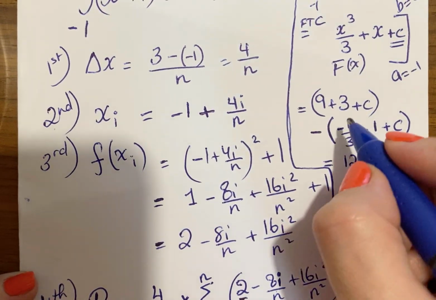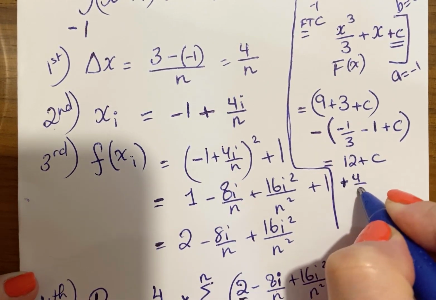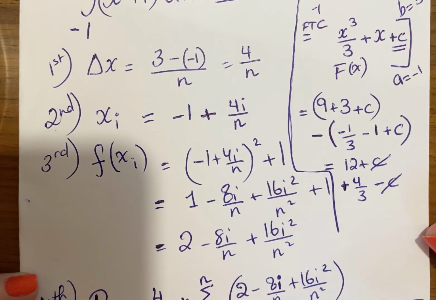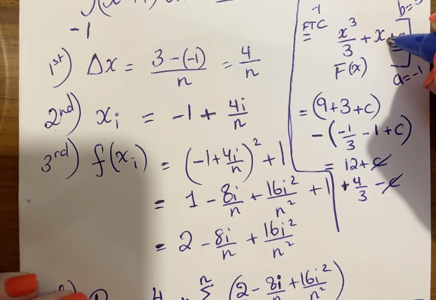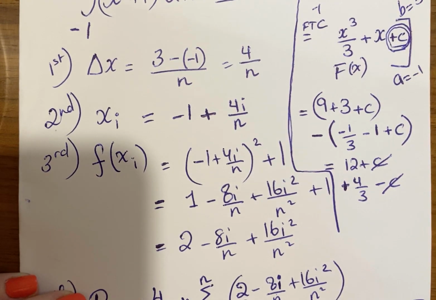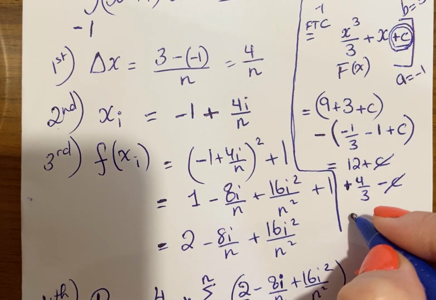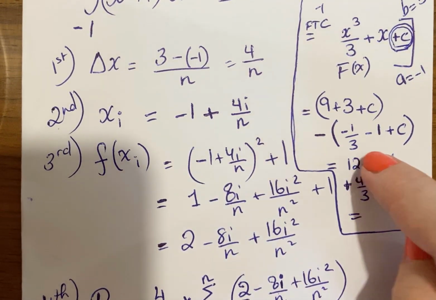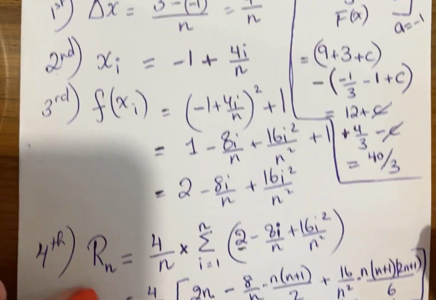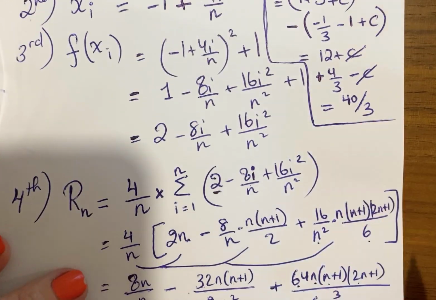So 12 plus c for the first bracket, minus 4 over 3 becomes plus 4 over 3, minus c. Do you see the c minus the c cancels? That's why usually we never use a c when we are doing definite integrals. We only use c when we are doing indefinite integrals. So this is equal to how much? 12 plus 4 over 3 is 40 over 3. So do you see we get exactly the same answer using the two methods, 40 over 3 and 40 over 3.